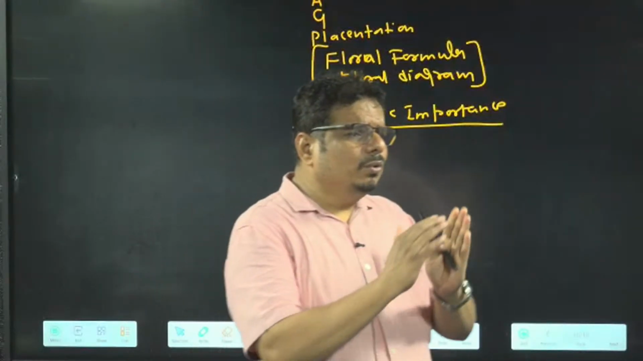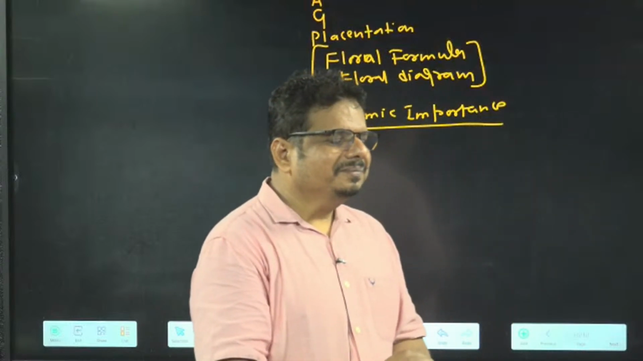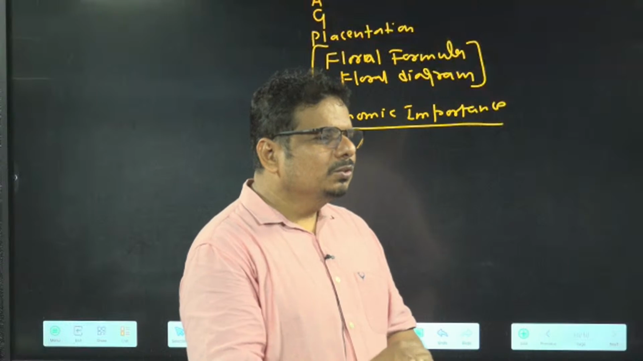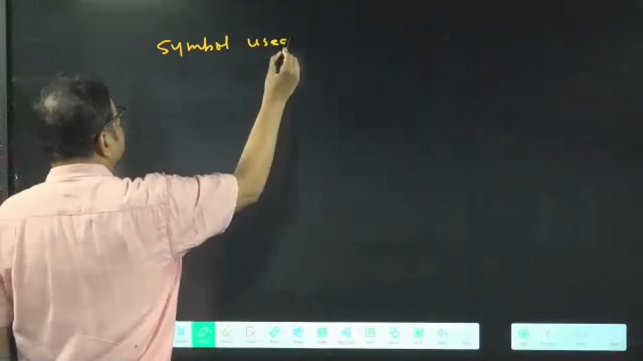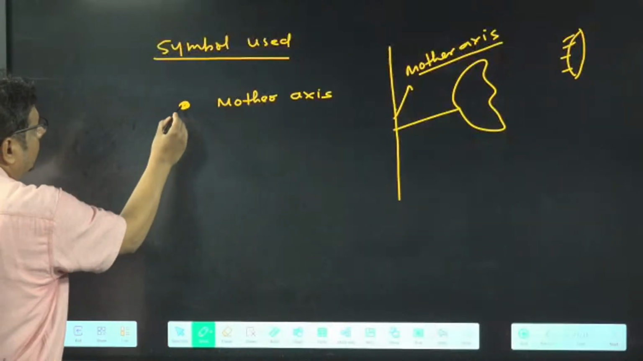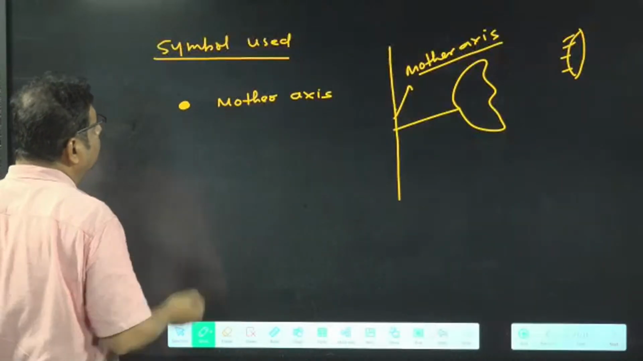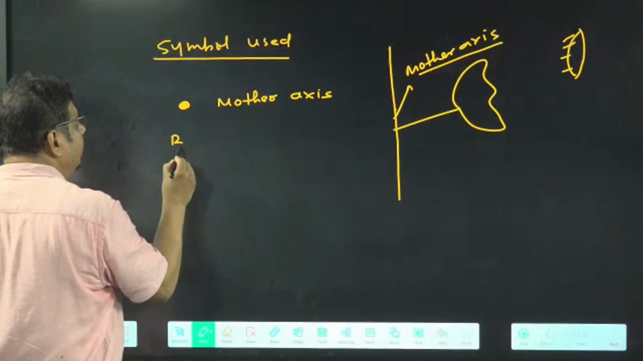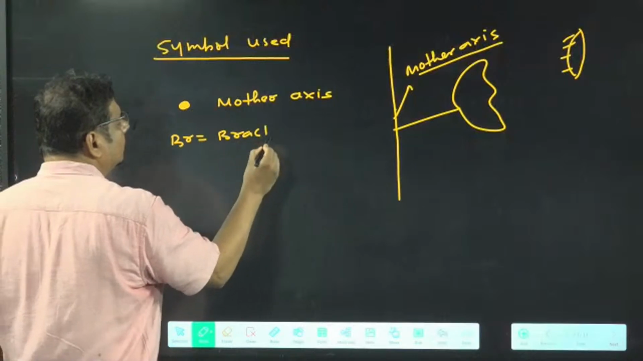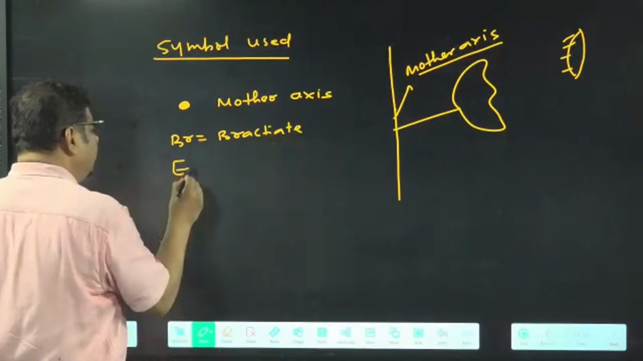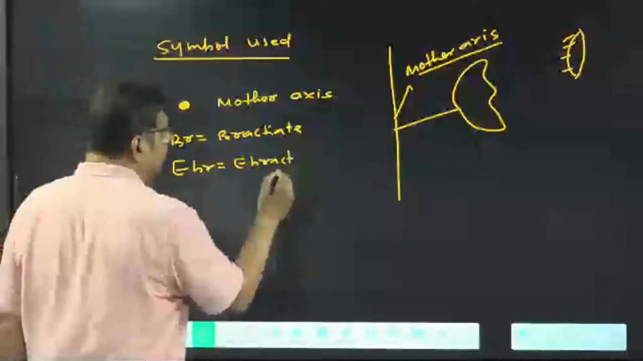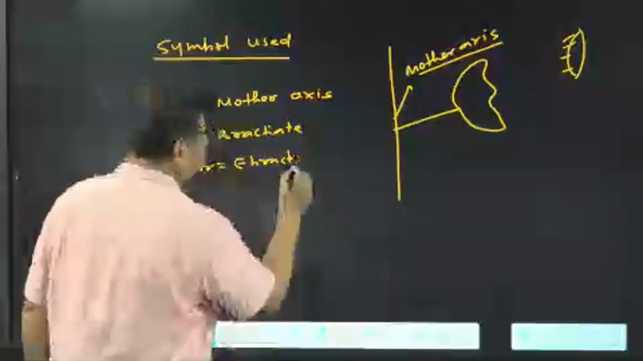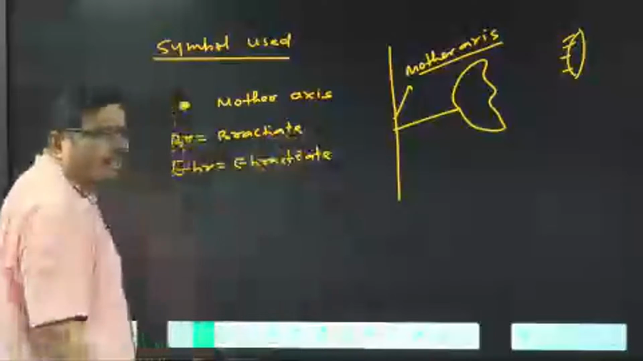When you are describing a floral formula, along with the symbols used, the dot represents the mother axis. After that, BR means bracteate. EBR means ebracteate. Bract present, bract absent. EBR stands for what? Ebracteate.